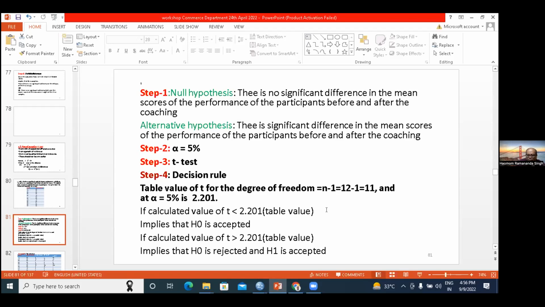The same number of students before, you have taken some tests. The same students after coaching, you are making tests. So you will consider it as the same sample. So n minus 1, 12 minus 1, the degree of freedom is 11. You refer to the table, and the table value is 2.201. If the calculated value of t is less than 2.201, then H0 is accepted. If the calculated value of t is greater than 2.201, then the null hypothesis is rejected and H1 is accepted.